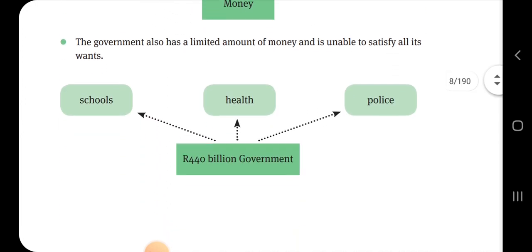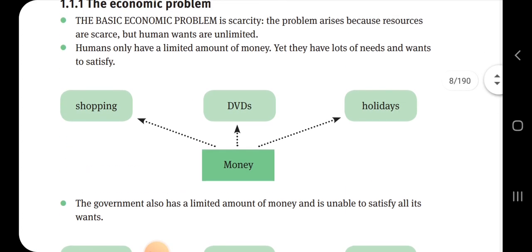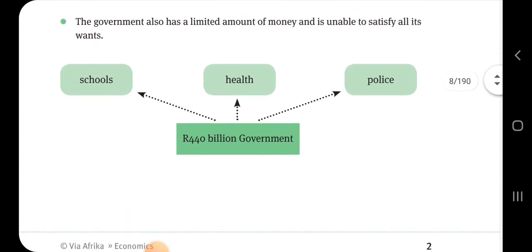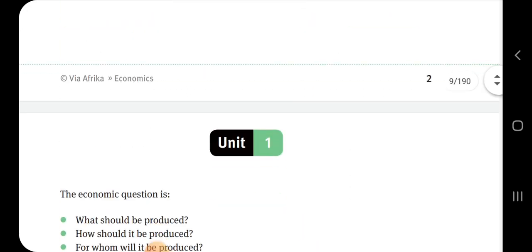Government also has limited amounts of money and is unable to satisfy all its wants. So that is for an individual; now let's say this is government. The government has 440 billion rand. How much is it going to spend on school, which is education? How much is it going to spend on health? And how much is it going to spend on police, which is protection? You see, the government has money, but it has to make choices on which one needs the most money.